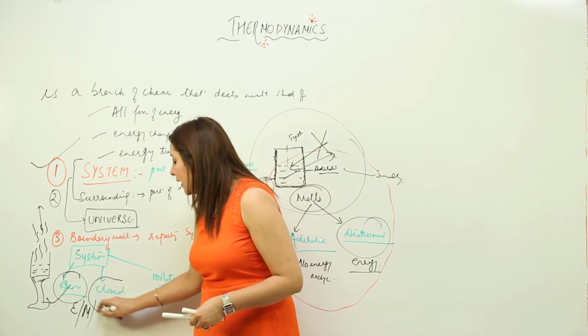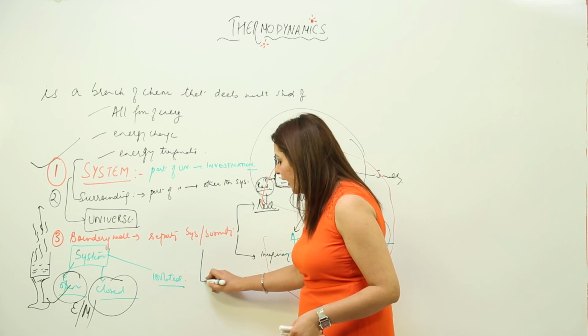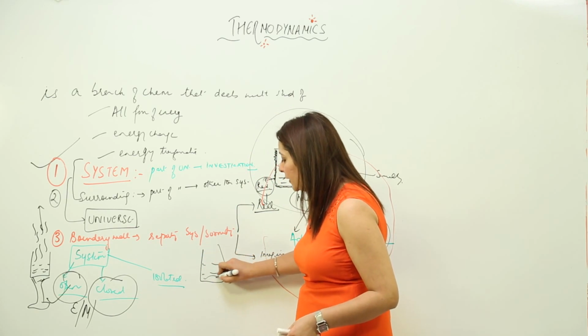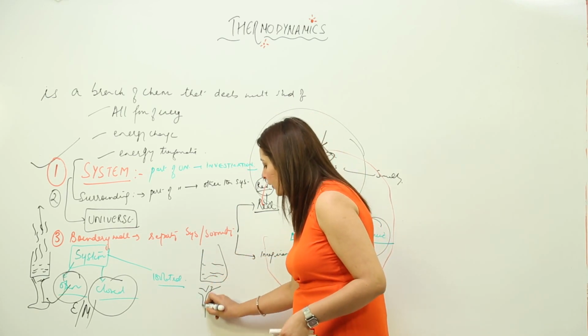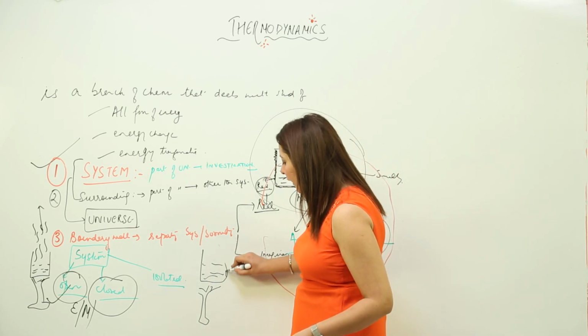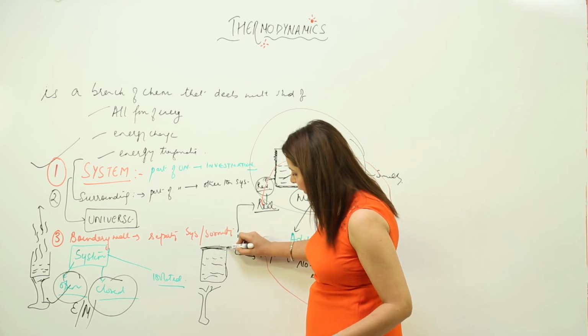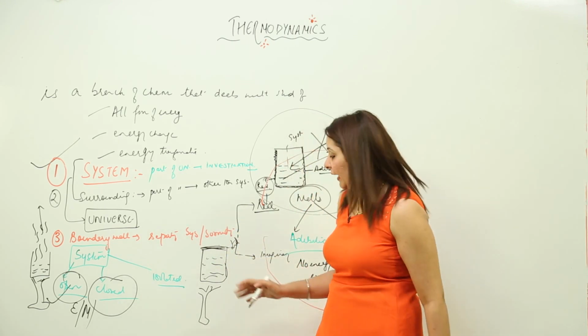Now, what is the closed system? Again, I am going to heat a flask. Suppose I have a container with water in it and I am heating it. So what do we get to see? This time I am closing the upper surface with a lid. This is my lid. And I am heating it.